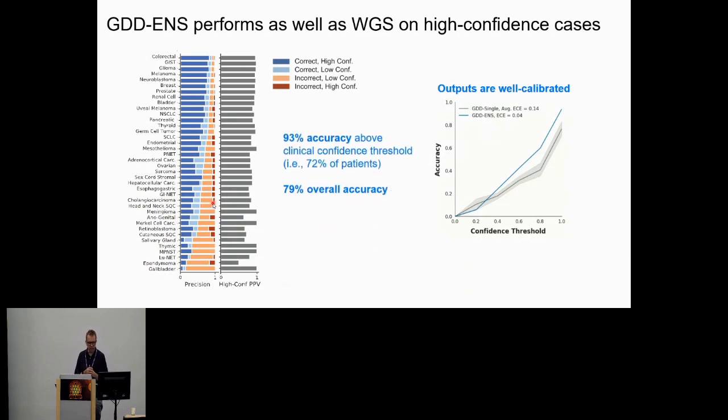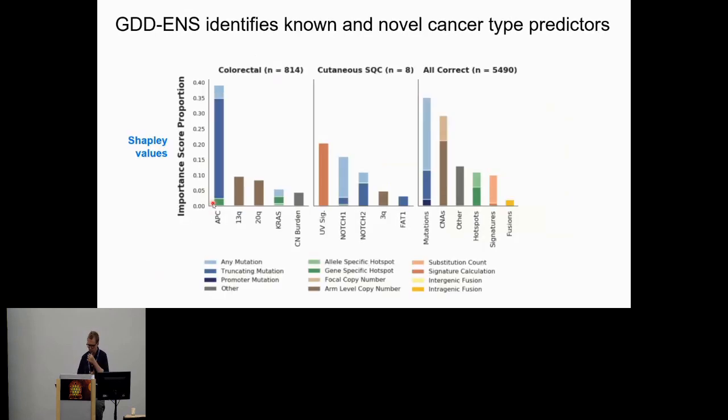And then the accuracy, as I said, was 93%, and that's for the 72% of the patients that were above this high confidence cutoff. Overall accuracy was 80%, but we could identify which patients we were right about, which is important.